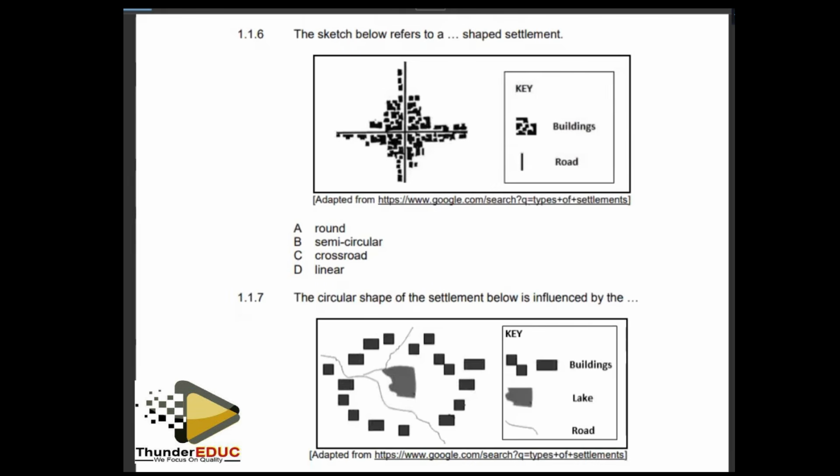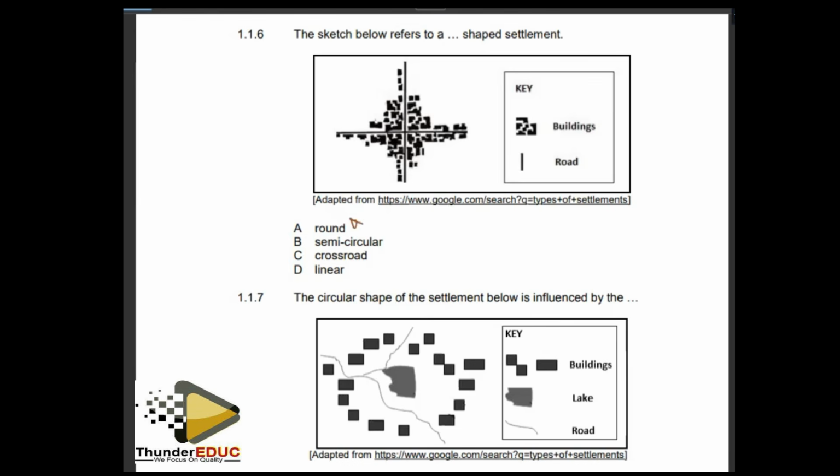1.1.6, the sketch below refers to a dash shaped settlement. Which kind of settlement is that? You can see there is a T, and settlements are there around the T. Those are the buildings. So this is a road, these are buildings. Which kind of settlement shape is formed by that? Is it round? Do you see any round aspect here? No. So A is wrong.